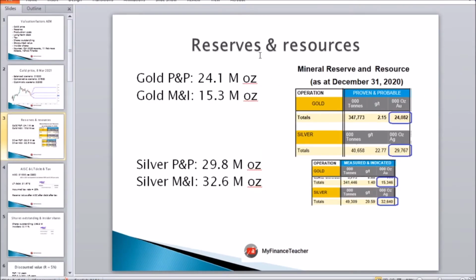Looking at Agnico's reserves and resources, for proven and probable reserves of gold, company has 24.1 million ounces. And for measured and indicated resources of gold, the company has 15.3 million ounces. AEM also has silver, 29.8 million ounces of proven and probable reserves of silver, and 32.6 million ounces of measured and indicated resources of silver. Beyond that, the company actually also has base metals, but we'll come to that a little later.